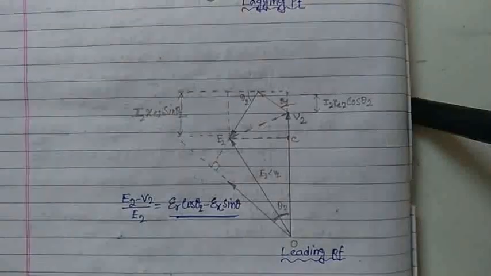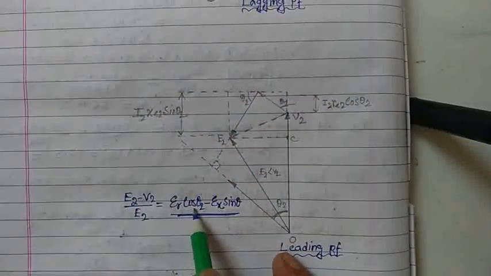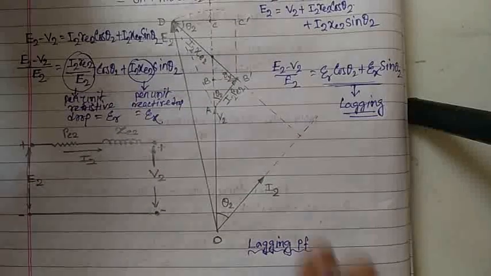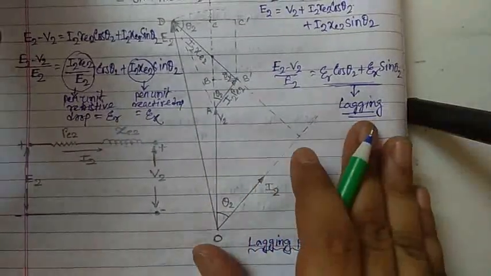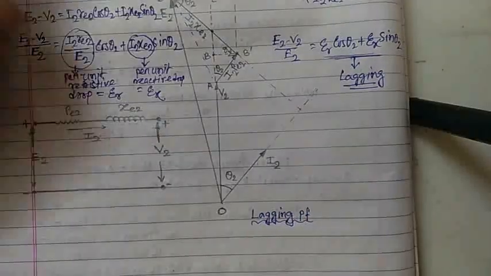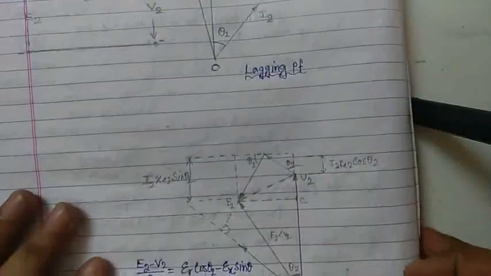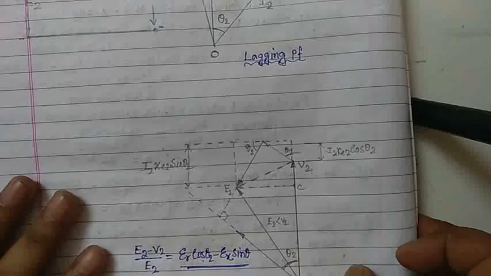Similarly, if you calculate from this figure, you get epsilon R cos theta 2 minus epsilon X sin theta 2 for the leading power factor, and epsilon R cos theta 2 plus epsilon X sin theta 2 for the lagging power factor. So students, these are the two equations for per unit voltage regulation. Remember that.